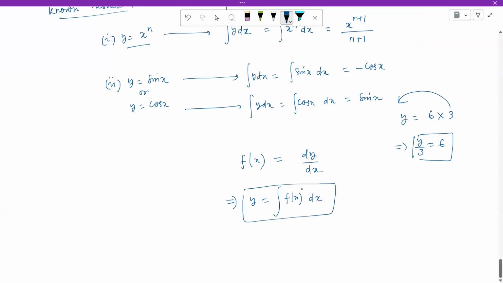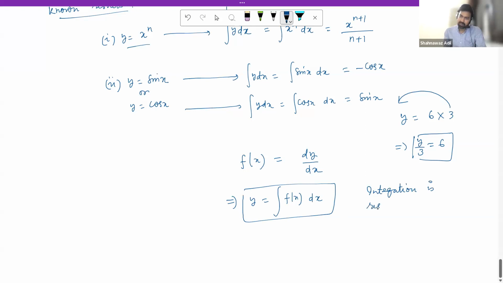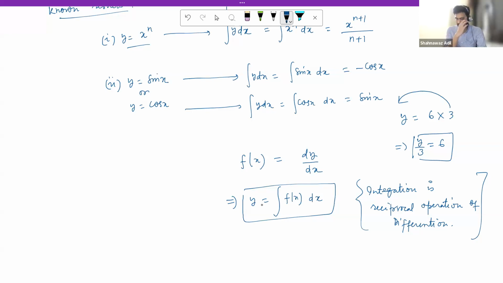Okay, so this integration is the reciprocal operation of differentiation. If you take differentiation to the other side, it becomes integration. If you take integration to the other side, it becomes differentiation. So that is the idea. Clear?